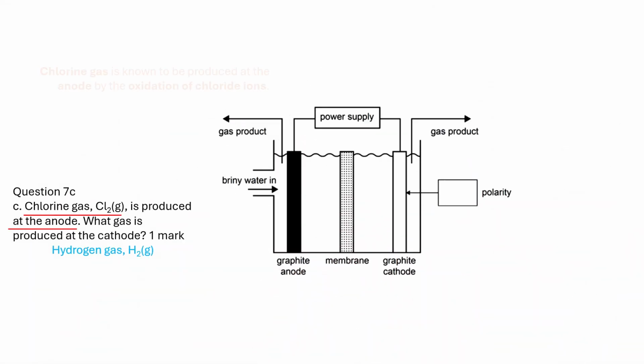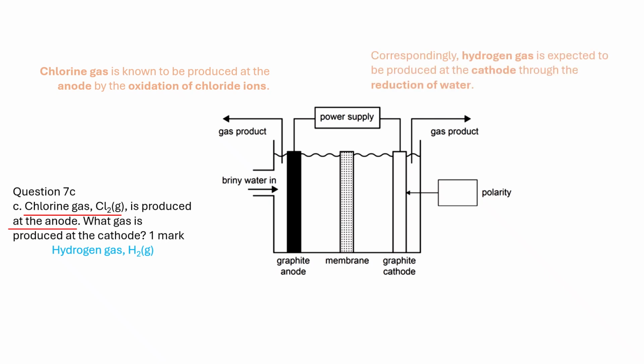Chlorine gas is known to be produced at the anode by the oxidation of chloride ions. Correspondingly, hydrogen gas is expected to be produced at the cathode through the reduction of water.